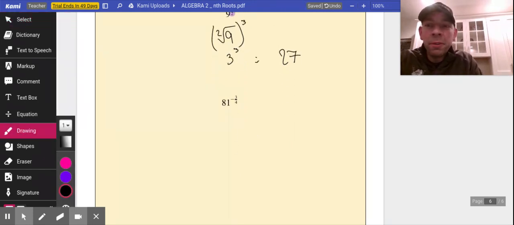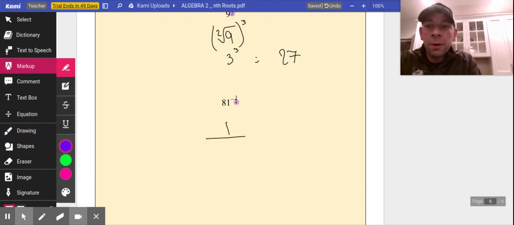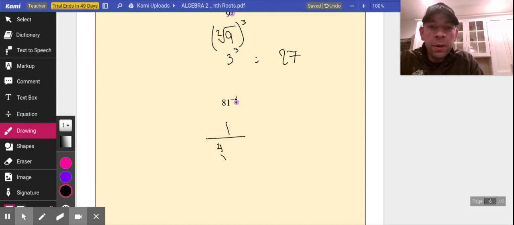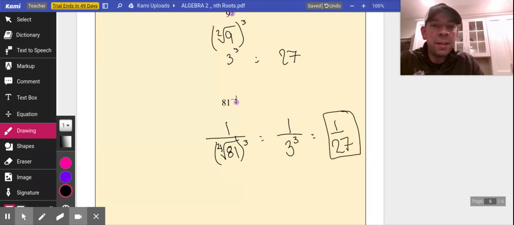All right. I am going to put everything under 1 because of the negative exponent. And the 4 is the groundhog, right? So we're going to do the 4th root of 81 raised to the third. Now, what is the 4th root of 81? Well, that just makes 3. And 3 to the third is going to make 27. So 1/27th is our final answer there.